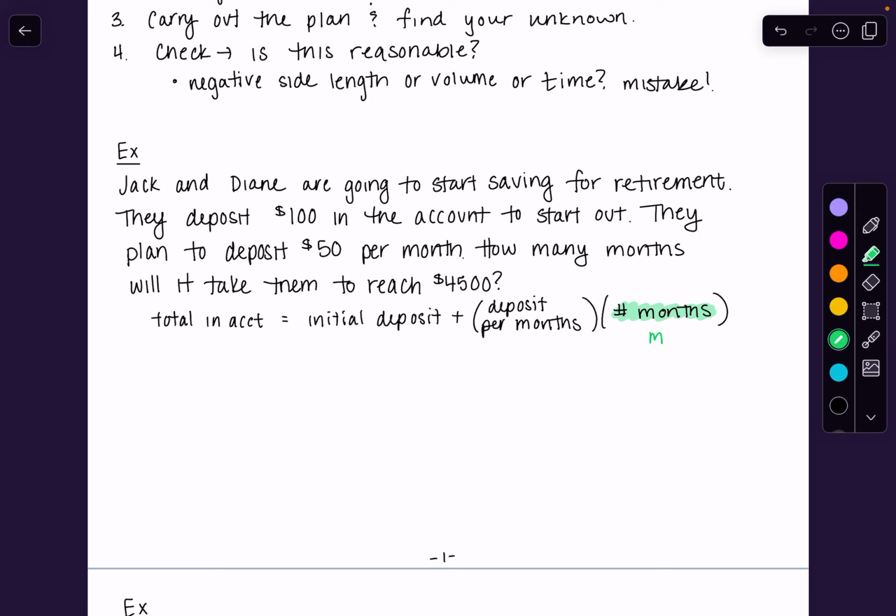These other pieces are all known. I know the total in the account, I know the initial deposit, and I know how much I'm depositing every single month. So these are all fixed numbers. So I'm looking for there to be $4,500 in the account. Our initial deposit is $100, and then we're depositing $50 per month for M months, okay? And what I need to do now is I need to solve for M.